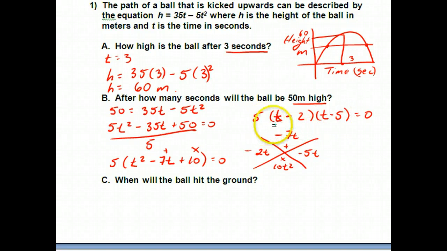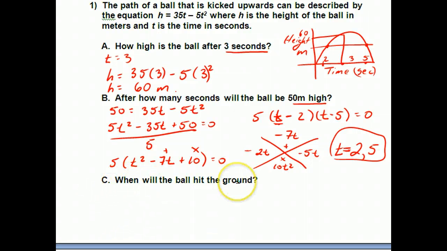And so my solutions, what makes this equation 0 now? It's easy to see, right? If I put 2 in here for t, that's going to make my equation 0. So at 2 seconds, it looks like my ball could be at 50 meters high, and also at 5 seconds. Those are both good times. They're both positive, so that'll work. So 2 and 5, that's when the ball is going to be at 50 meters high.